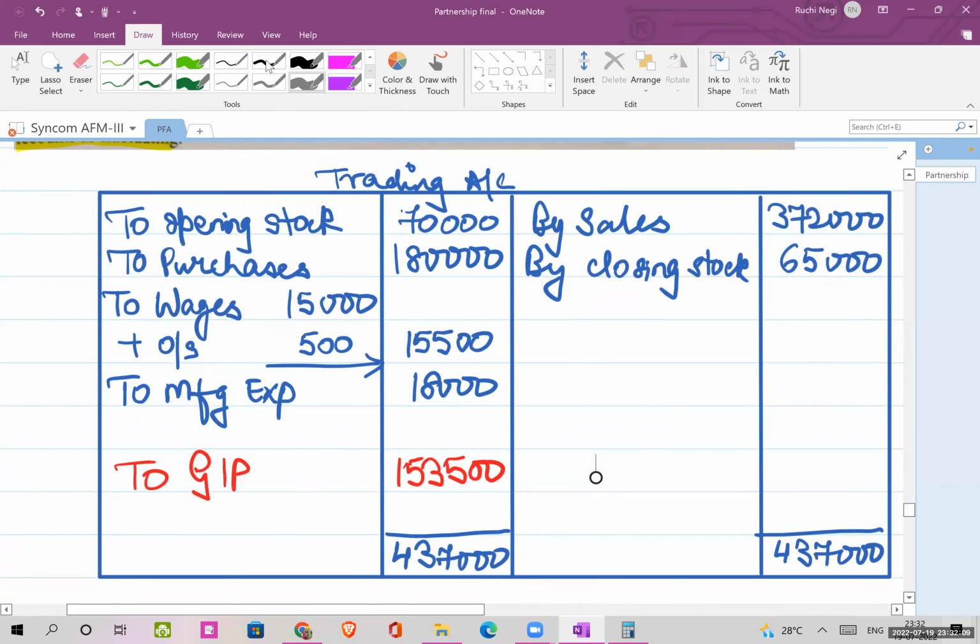Opening stock, $70,000 trading debit. Purchases 1,80,000 trading debit. Wages, yeah, right, iska adjustment tha. So see the effects. 2 wages 15,000 and then there is outstanding wages. Okay, so outer column it will be 15,500. The manufacturing expenses, trading debit, sales, trading credit, and closing stock.